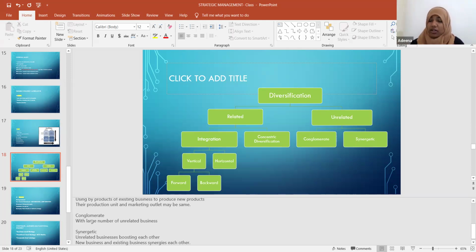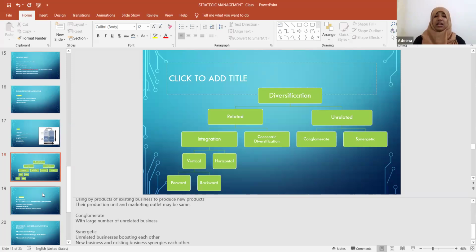So diversification is a growth strategy having related and unrelated diversification. Related diversification could be integration or concentric diversification. Integration can be vertical as well as horizontal. Vertical is either forward or backward. Forward integration is towards the customer, whereas backward integration is towards the supplier. Both are in supply chain only, whereas horizontal is not in supply chain. They are producing products that could be complementary or substitute.